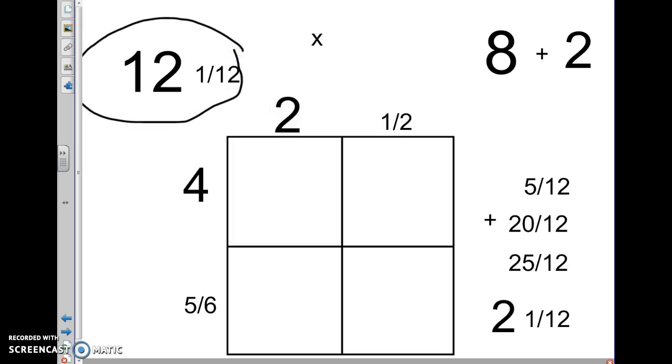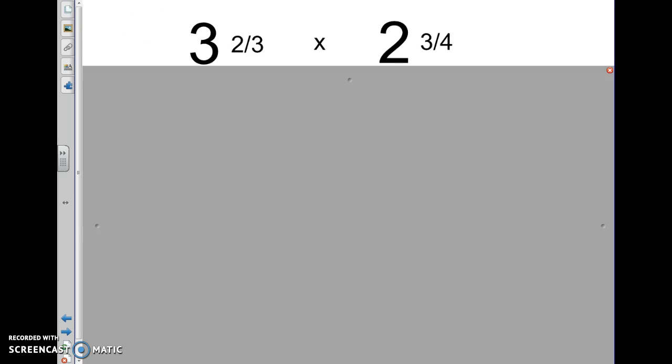This last one, sorry, it's a little messy. I want you to go ahead and solve on your own. Go for it.